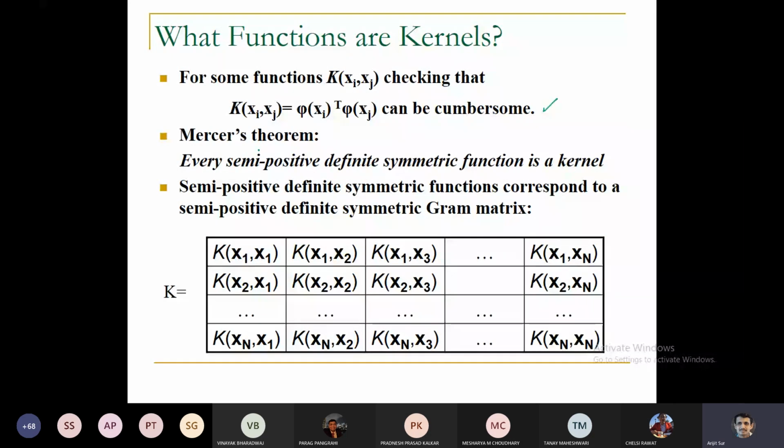So there is Mercer's theorem. The proof of this theorem is not in our scope, but every semi-positive definite symmetric function is a kernel function. A semi-positive definite symmetric function corresponds to a semi-positive definite symmetric Gram matrix. This is just our result.